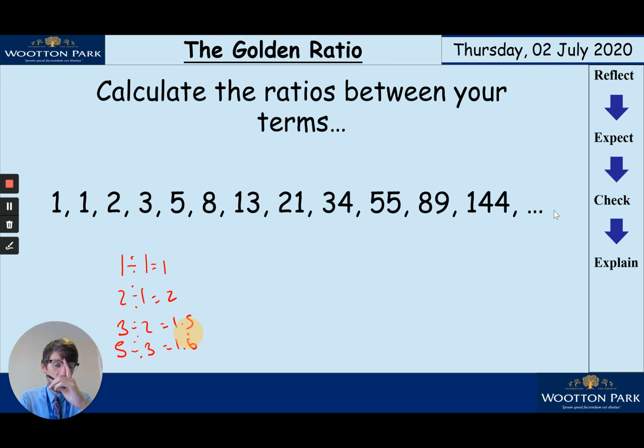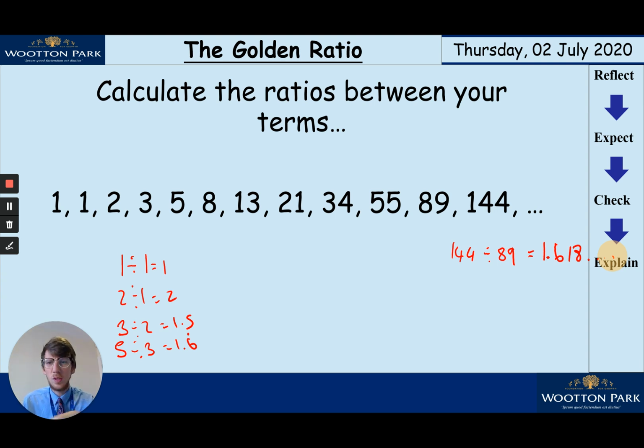Hopefully you've gone all the way to the end of your Fibonacci sequence, dividing each term by its previous one. For this case, let's do 144 divided by 89. I'm going to need my calculator for that. 144 divided by 89 is 1.6179. I'm going to round that to 3 decimal places, so 1.618.